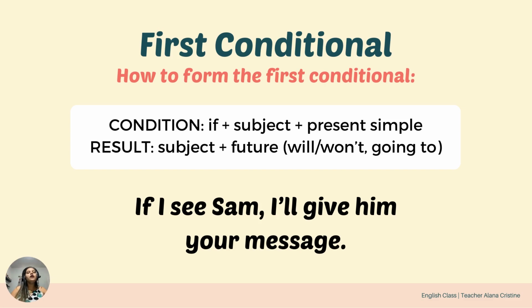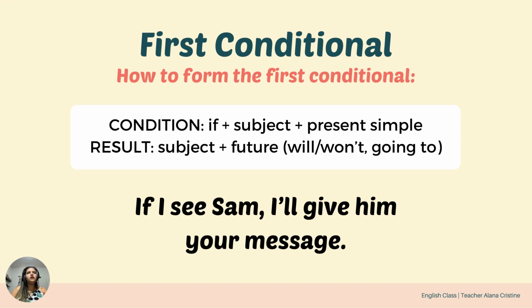How do we form the first conditional? First, we have to separate condition and result. When we talk about condition, I see if, subject, present simple. If I see Sam, attention to the example. Condition, if, subject, present simple. If I see Sam. Então, o que aconteceu aqui?